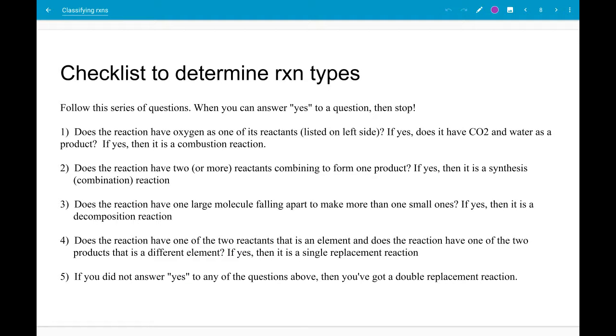So if you're trying to determine reaction types, this is a flow chart you can follow. So you can see, does the reaction have oxygen as one of its reactants listed on the left side? And then you check, does it have CO2 and water? Then you know it's a combustion reaction. Does the reaction have two or more reactants combining to form one product? Then it's a synthesis. Does it just have one thing breaking up into parts? Then it's a decomp. Does it have a single and a double? So that idea makes this a little bit easier to determine reaction types.